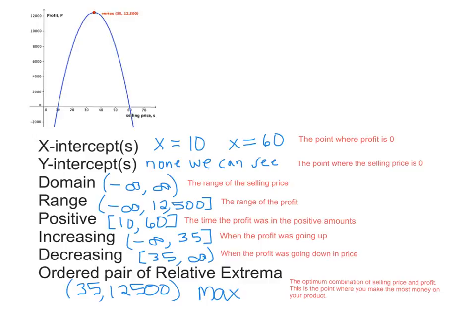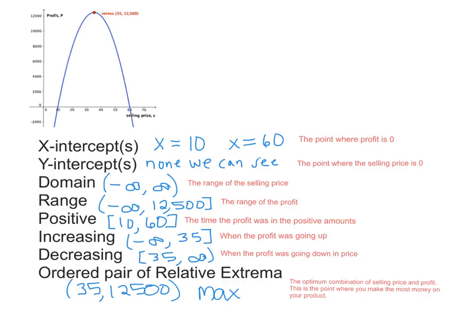Okay? 12,500. And the contextual is, again, there are people that this is what they do for a living and they make good money. This is the optimum combination of selling price and profit. This is the point where you make the most money on your product. Again, people make good money when they can predict this or they can find this because they're mathematically showing the trends. And so that way they know how much to sell a product.